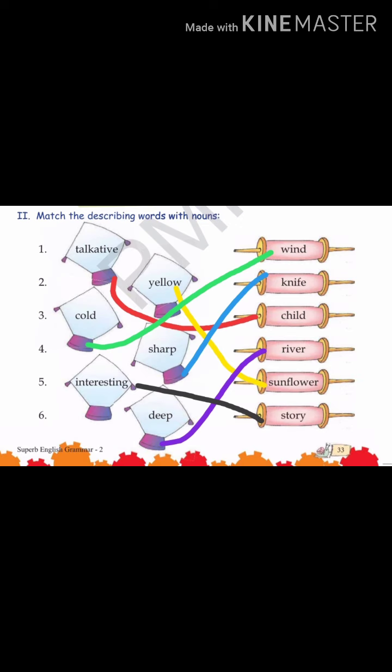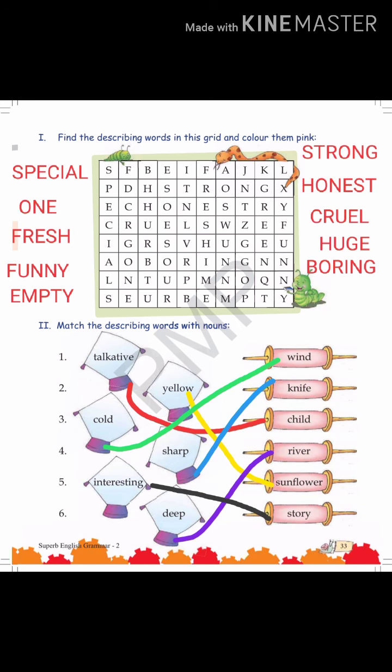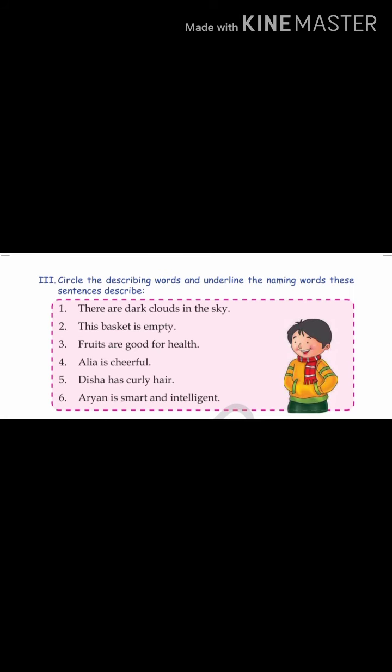Next question is, match the describing words with the nouns. So here I have given you the clues to find out the describing words from the grid, and the second part is match. So you have to match the describing words with the nouns. Okay, I hope you can see this picture and you will be able to find out the describing words from the grid and color them pink. Okay, so let's move to the next.